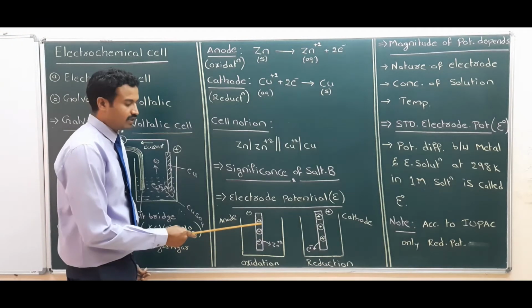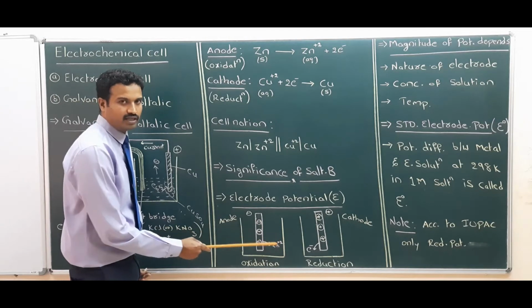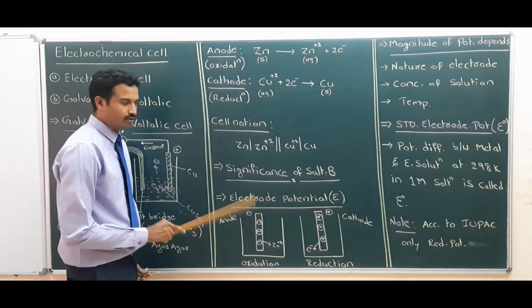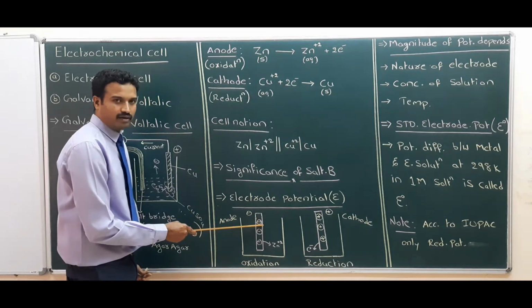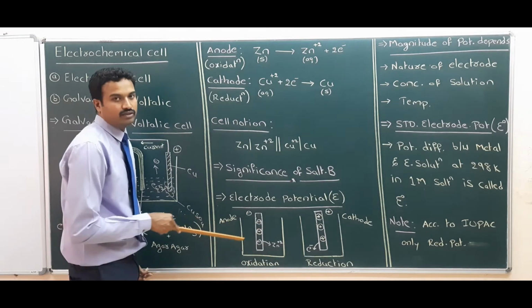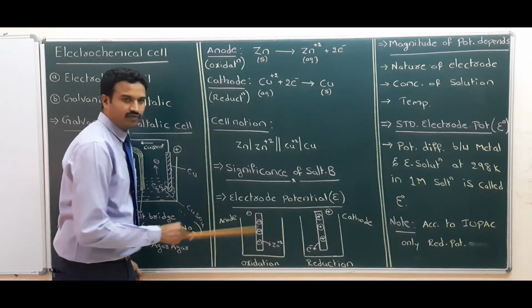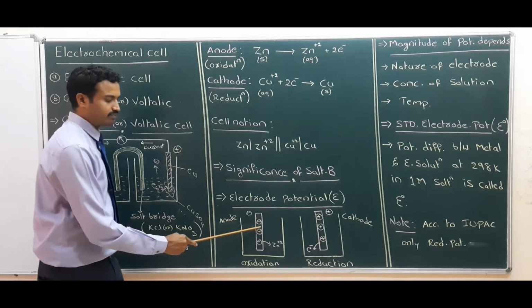For example, a zinc rod is dipped in zinc sulfate solution, and a copper rod is dipped in copper sulfate solution. So the single electrode potential means a metal rod dipped in its own ion solution. Now, this is the zinc rod dipped in zinc sulfate solution. What will happen?